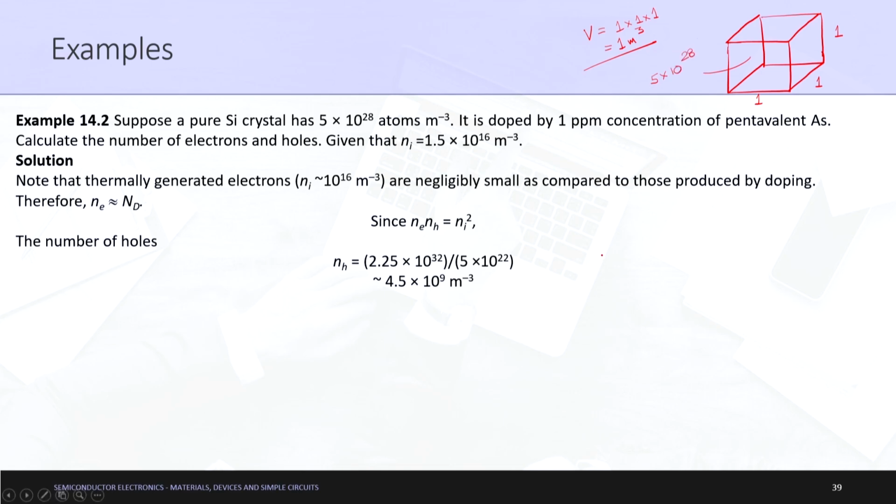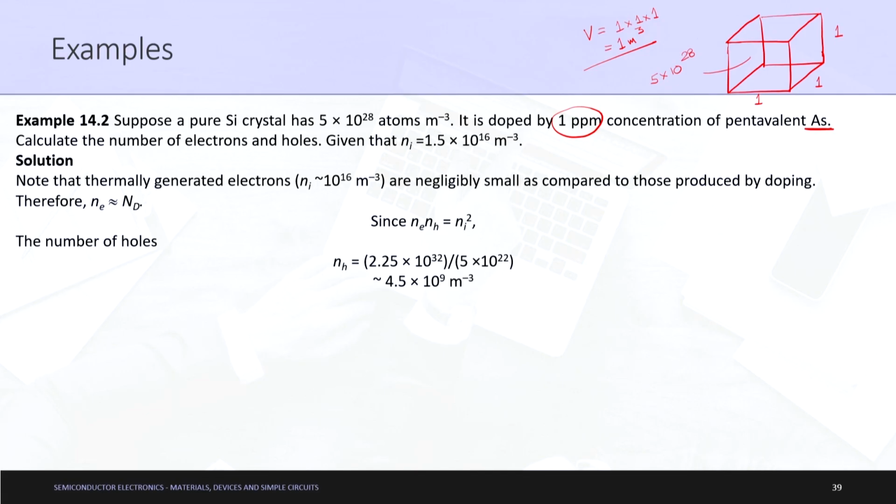Next, it is said that it is doped with 1 ppm concentration of pentavalent arsenic. What does 1 ppm mean? It means that for every 10 to the power 6 atoms, we have added one atom of pentavalent arsenic. The question asks to calculate the number of electrons and holes, so you just need to calculate the values of Nh and Ne. It is given that the intrinsic concentration Ni is equal to 1.5 into 10 to the power 16 per meter cube. Let us look at the solution here.